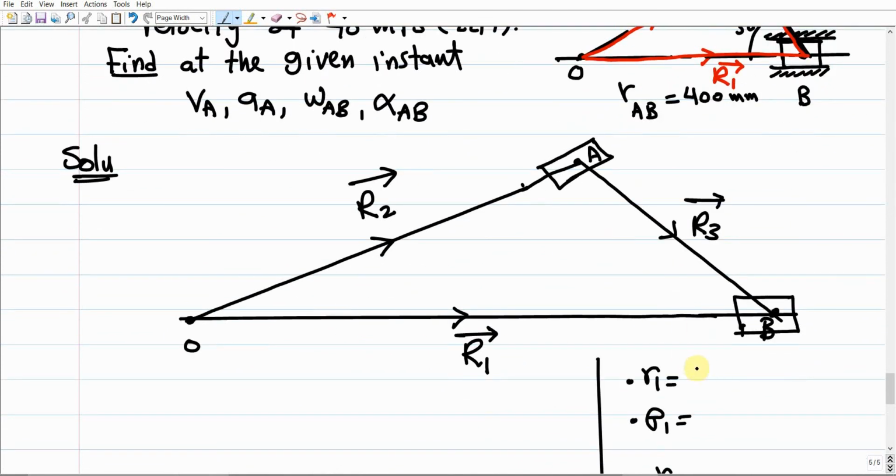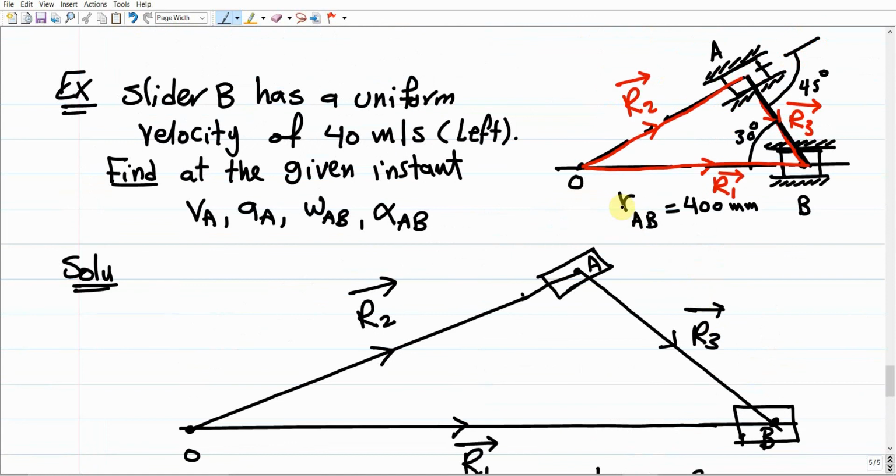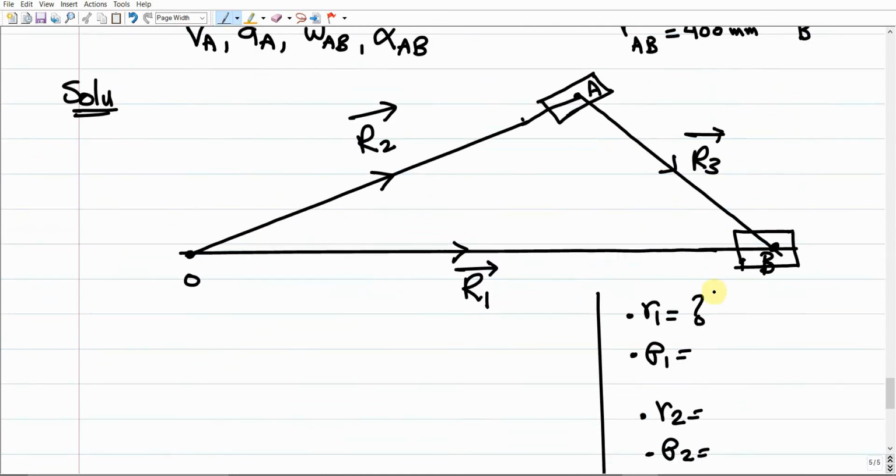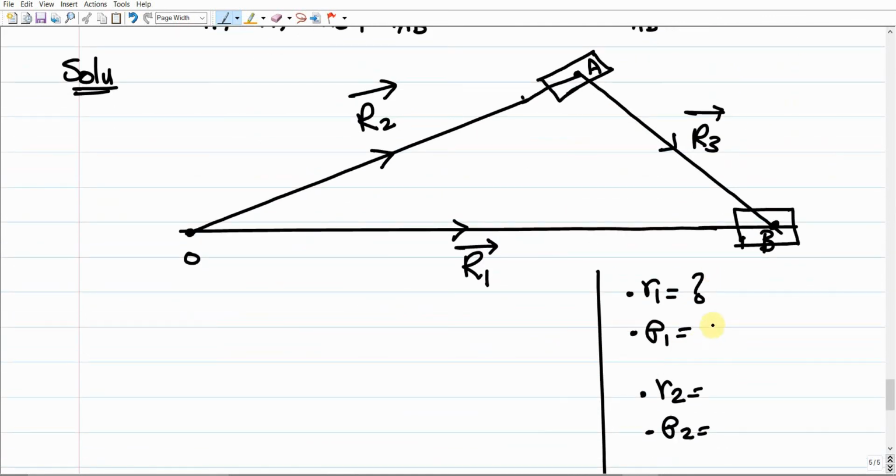This is the first unknown. And theta 1, how much is theta 1? Theta 1, if you draw a horizontal line going to the right from the start point of R1 and try to rotate counterclockwise, you won't rotate because you automatically coincide with R1. It means theta 1 should be 0 in this case. So we're going to have 0 for theta 1. Make sense?